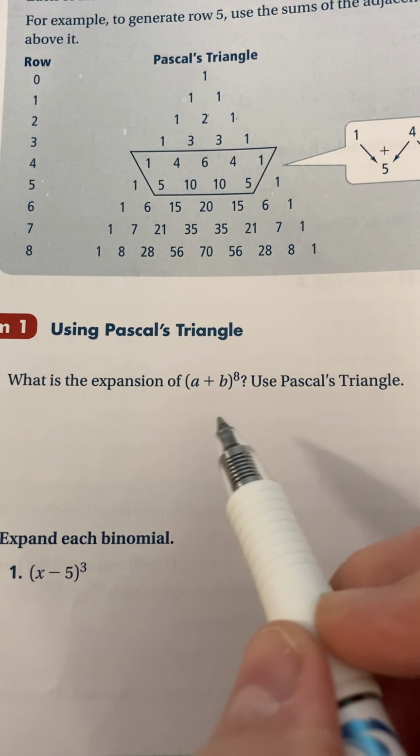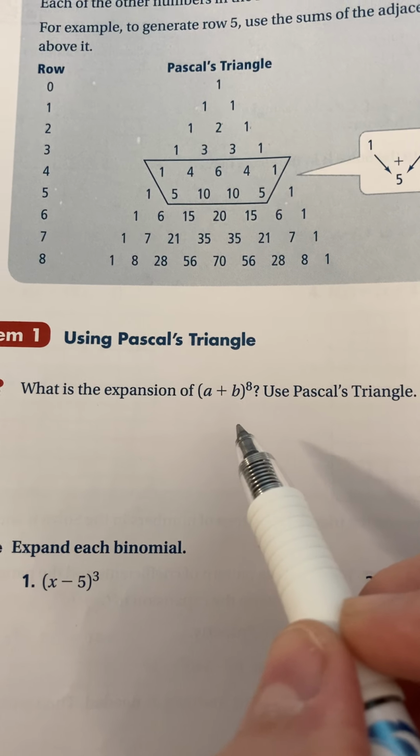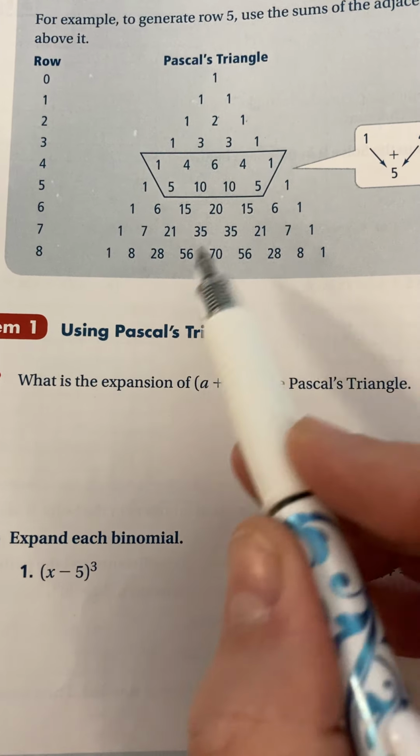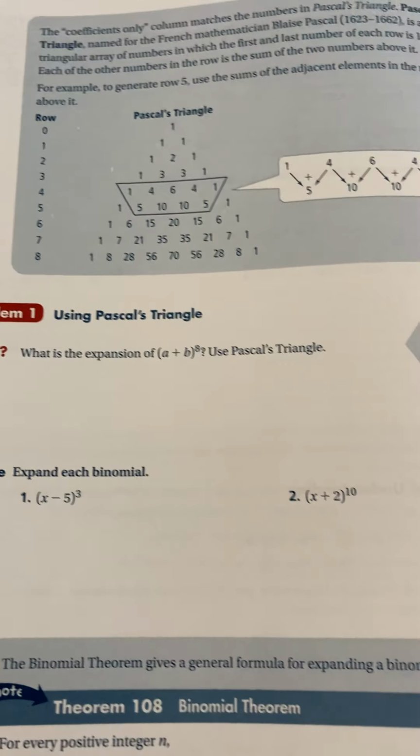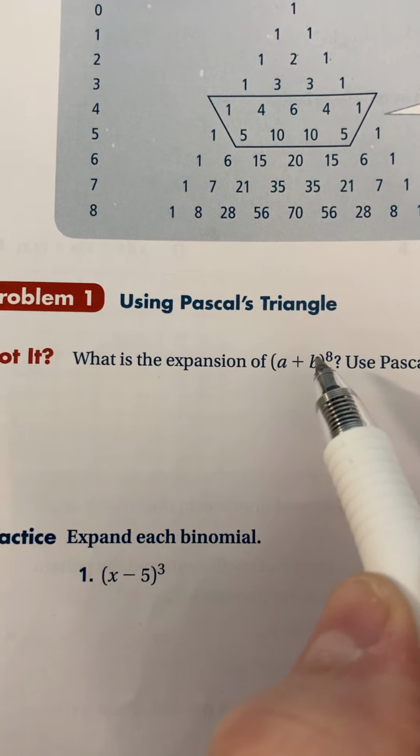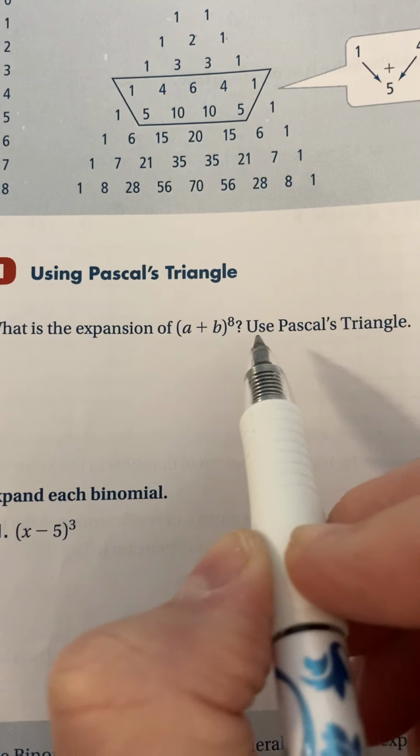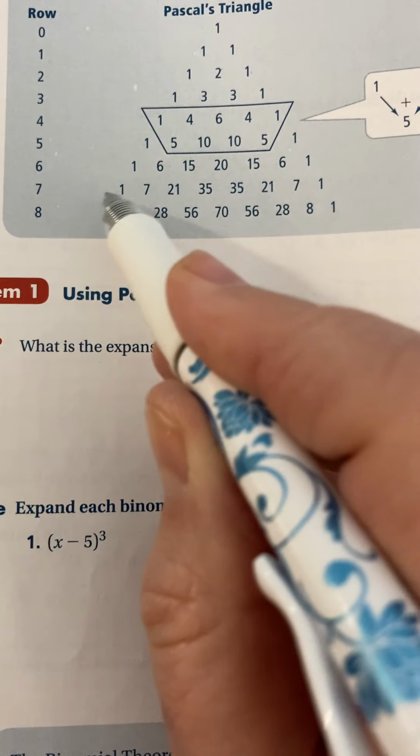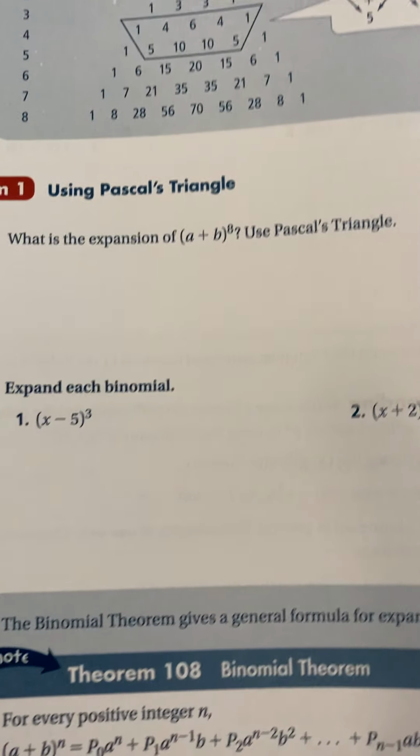So these right here are the coefficients, the numbers that are going to be out front when you go to do your expansion. On this one, where it says what is the expansion of this, you're going to be using the 8th row of numbers, which is right here.